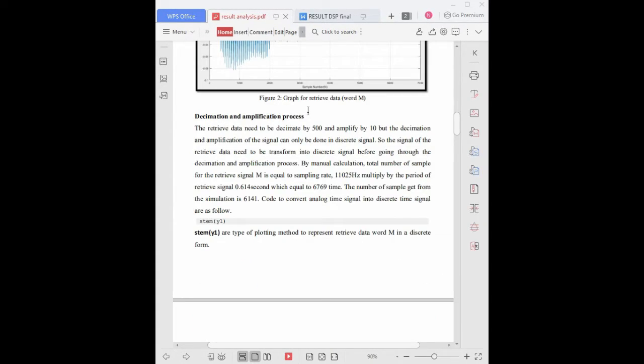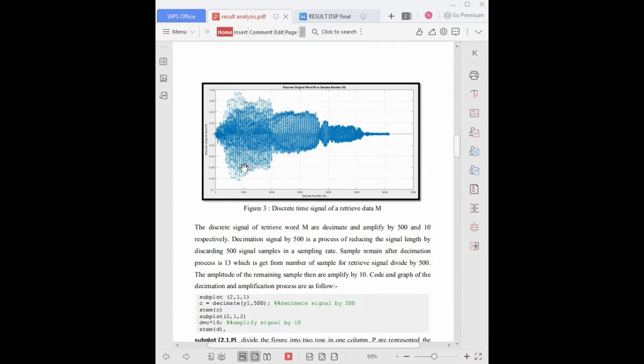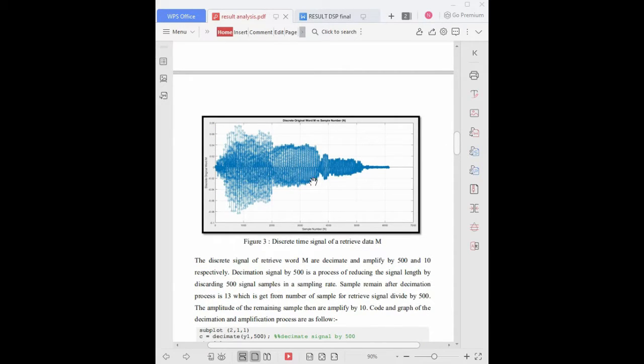From the retrieved data, you are required to decimate the data by 500 and amplify it by 10. But the data is an analog signal, so we convert it to a discrete signal first. To convert the data into the discrete signal, we use the coding stem Y1. So this is the discrete time signal of the retrieved data.